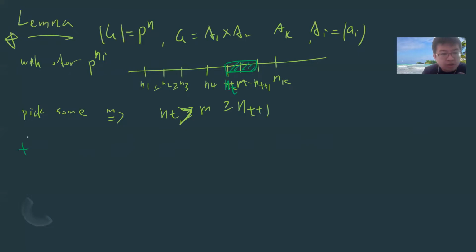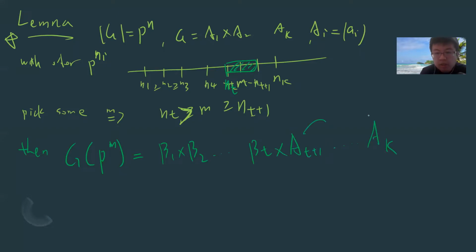Then I want to ask about G[p^M], which is all the elements such that the order is at most p to the M. The lemma tells you how to quantify this group. The result will be a little bit tricky: it will be B1 times up to Bt times A_{t+1} up to AK.